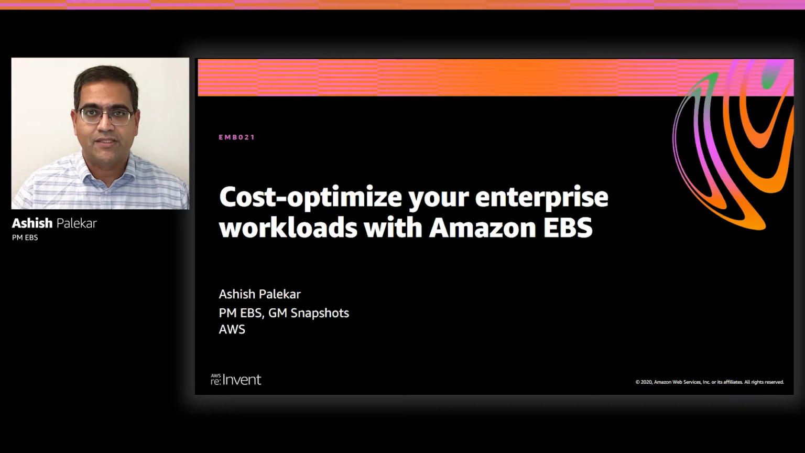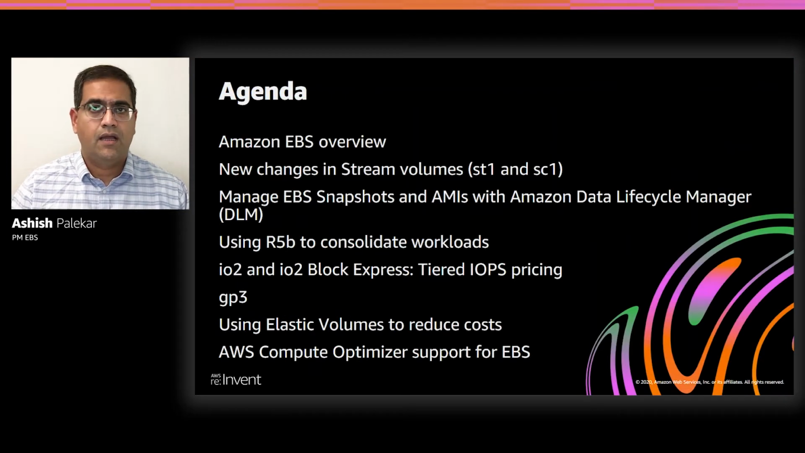Welcome to this reInvent session, where we'll be covering how to cost optimize your enterprise workloads with Amazon EBS. Here's our agenda for this session. A very brief overview of EBS. Then we'll talk about changes in our st volumes, how to manage costs for EBS snapshots and AMIs with Data Lifecycle Manager, cover a new instance type, R5B, talk about tiered IOPS pricing with IO2 and IO2 Block Express, use of elastic volumes to reduce your costs, and finally, the integration of EBS with the AWS Compute Optimizer.